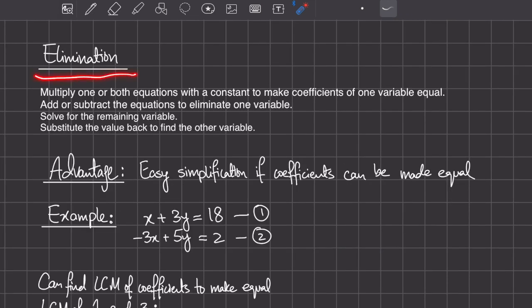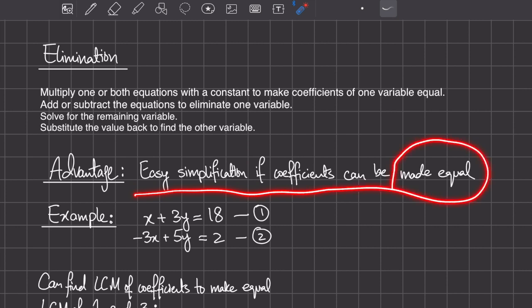First, let's go over the elimination method. As the name suggests, we aim to eliminate or get rid of one of the variables. This way we can solve for the other one. The steps to do this are as follows. Multiply one or both equations with a constant to make the coefficients of one variable equal. Add or subtract the equations to eliminate one variable. Solve for the remaining variable. Substitute the value back to find the other variable. This method is advantageous to use when the coefficients can easily be made opposites.